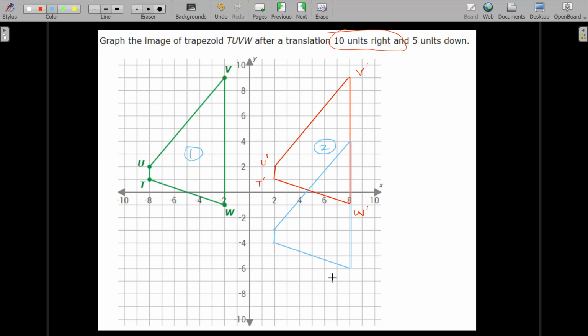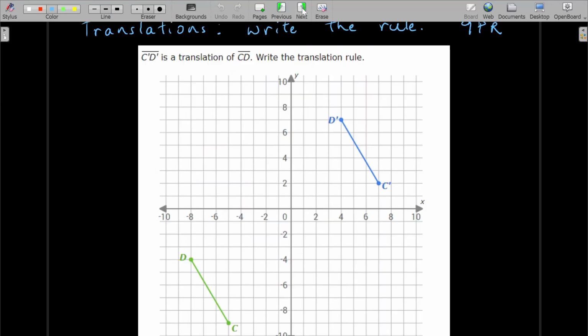Now let's also do a problem where a translation is given to us and we will have to write the rule. For example, in this one, C dash D dash is a translation of CD. Line segment C dash D dash is a translation of line segment CD. Write the translation rule. So just pick up one point. So this is the original, this is the pre-image. So just pick up point D. So the coordinates of point D right now are -8, -4.